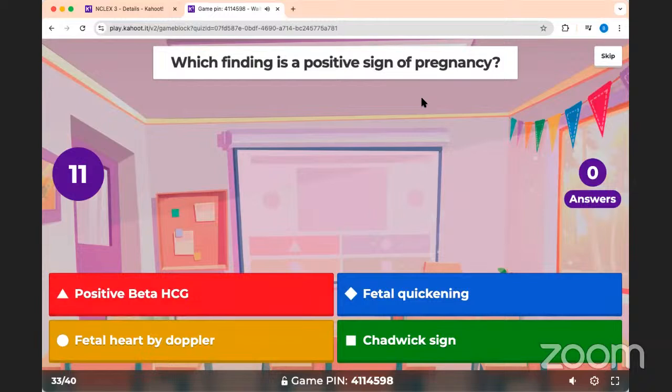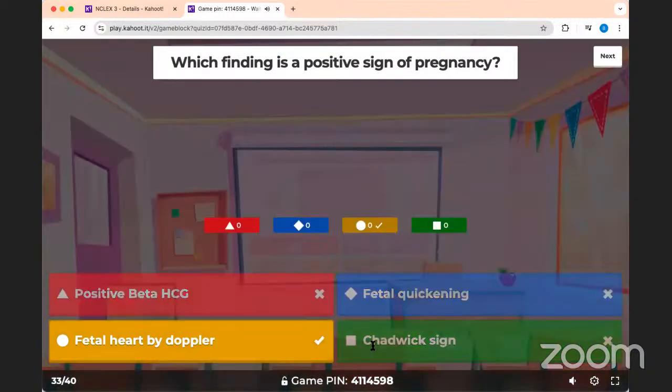There are different kinds of pregnancy indications: presumptive, probable, and positive. Which of these is positive? You have to know. They like asking this. Positive means you have to identify an intrauterine baby. You have to use something: ultrasound, listen to the heart, there's something there, right?